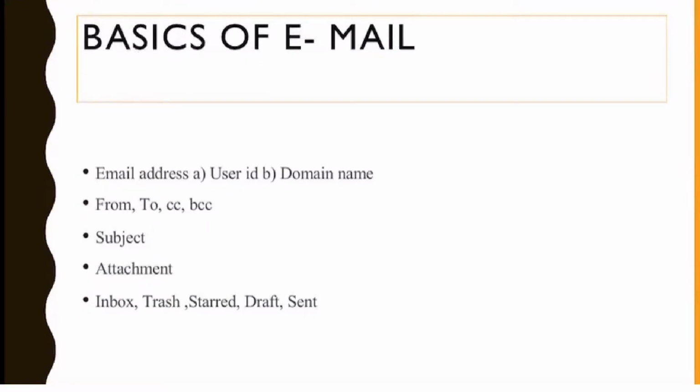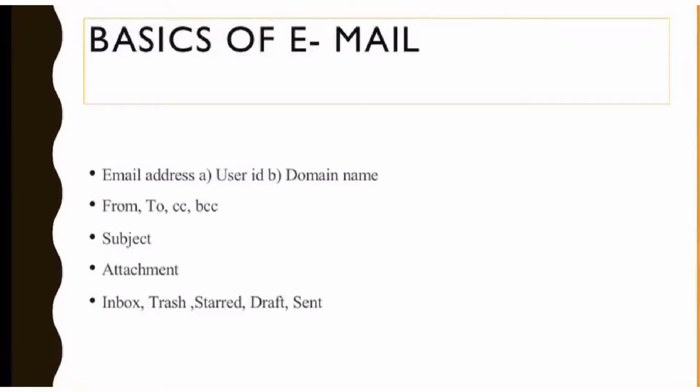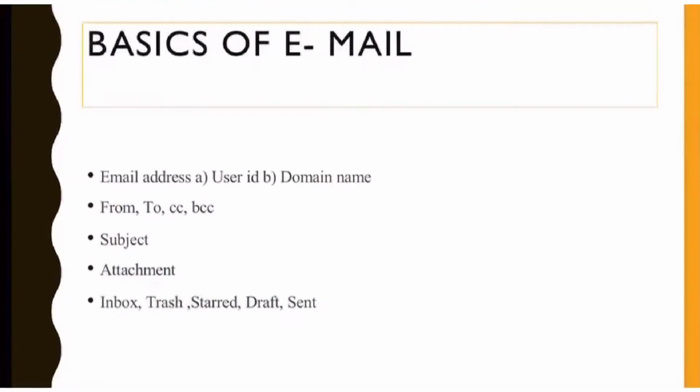We will see the different fields in email. In the From field, the sender's mail ID is mentioned. In the To field, the main recipient's email ID is mentioned. In the CC field, carbon copy, we enter the ID of secondary recipients. Recipients in the To and CC fields will both know that the other person has also received the same email.